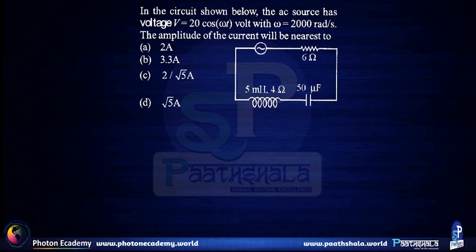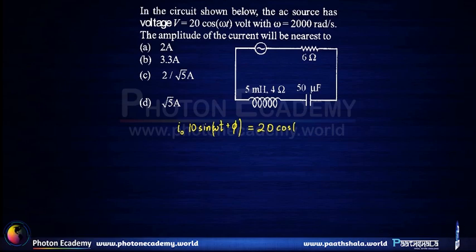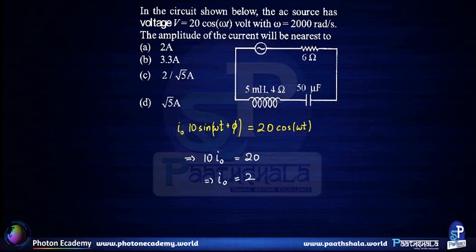Now we need to say that I naught into 10 sine omega t plus phi is equal to 20 cos of omega t. What is the maximum value on both sides? We have 10 I naught equal to 20, or I naught equal to 2, and hence option A is the answer.